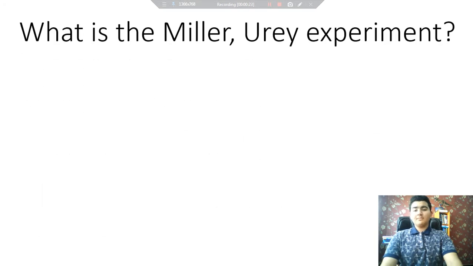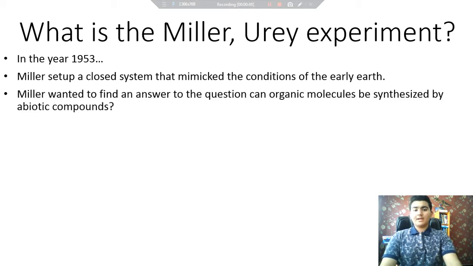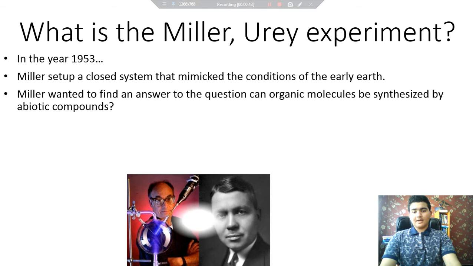So in the year 1953, Stanley Miller, a graduate student of Harold Urey at the University of Chicago, helped bring the abiotic synthesis of organic compounds into context of evolution. But how did it happen? As you can see in this picture, the person on the left is Stanley Miller, and the person on the right is Harold Urey.